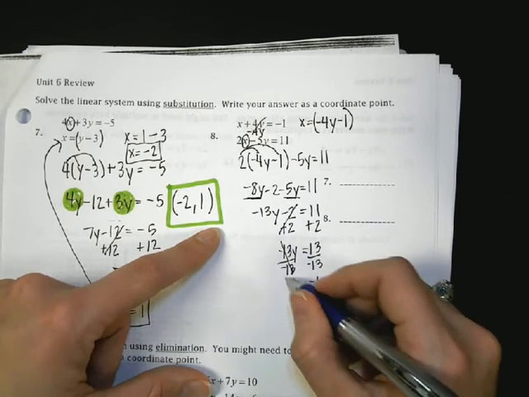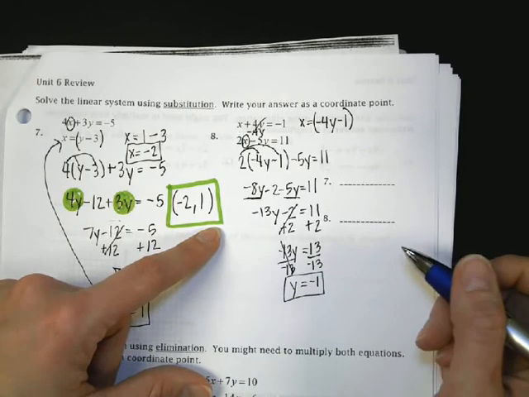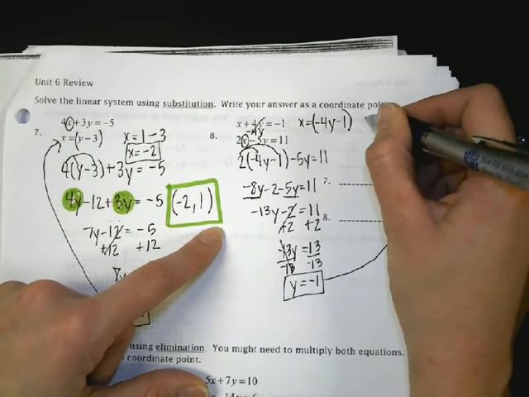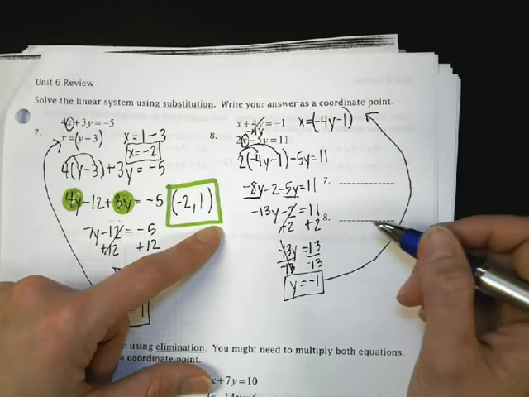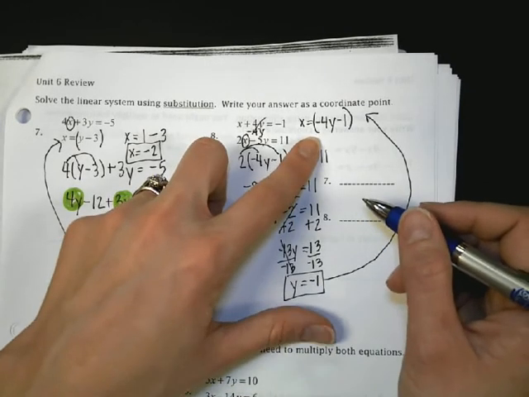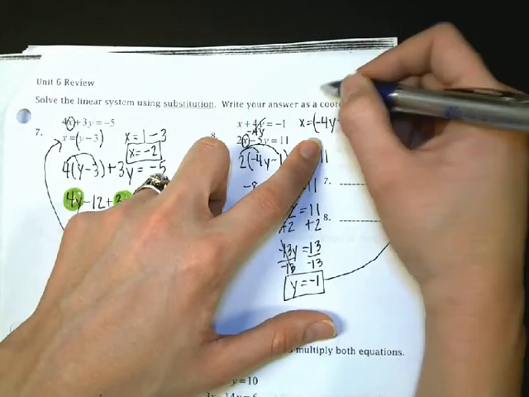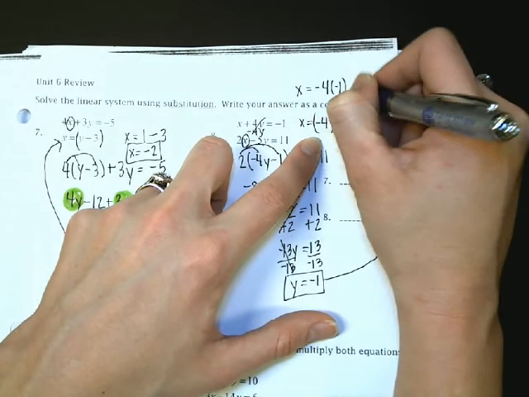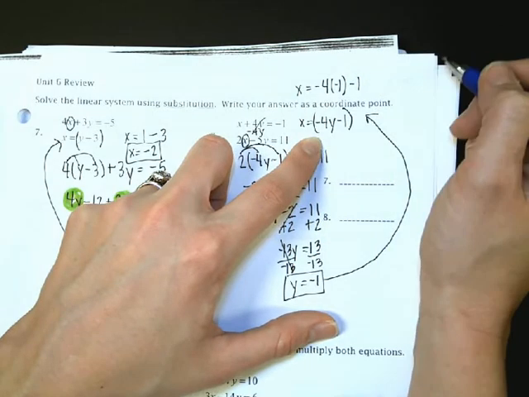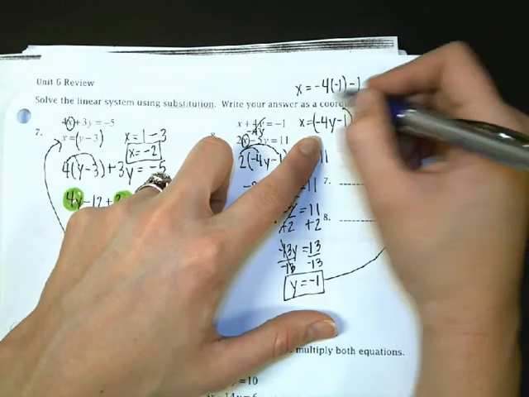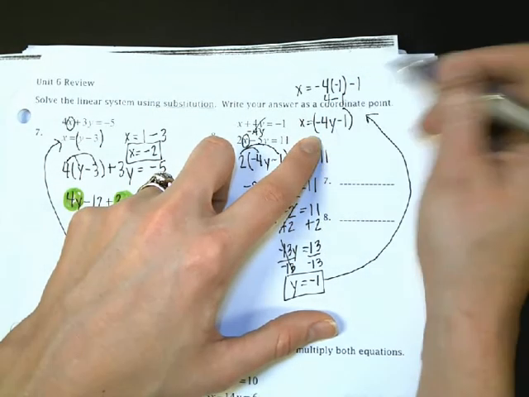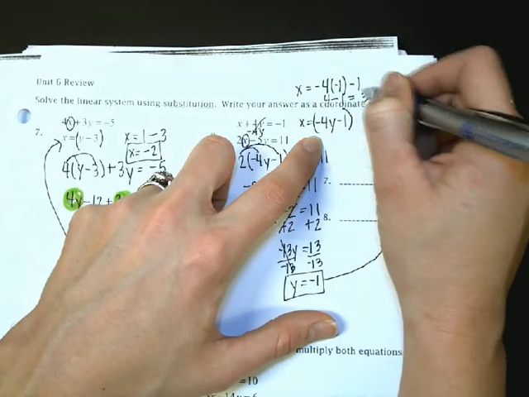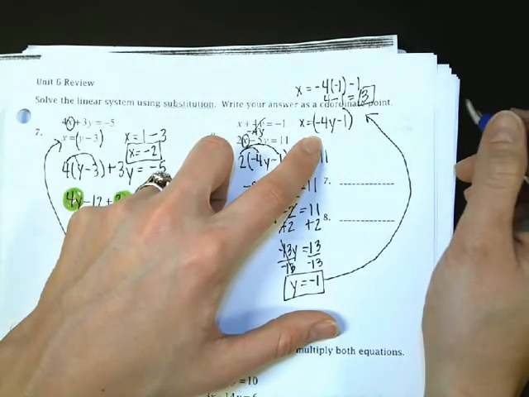Awesome. Almost there. I just need to go back and plug in to my most simple equation right there. Instead of writing y here, I get to write a negative 1. So I'm going to rewrite my equation up here for a little bit more room. Negative 4 times a negative 1 is a positive 4. Positive 4 minus 1 is a positive 3. So x equals 3. So my coordinate point is 3, comma, negative 1.